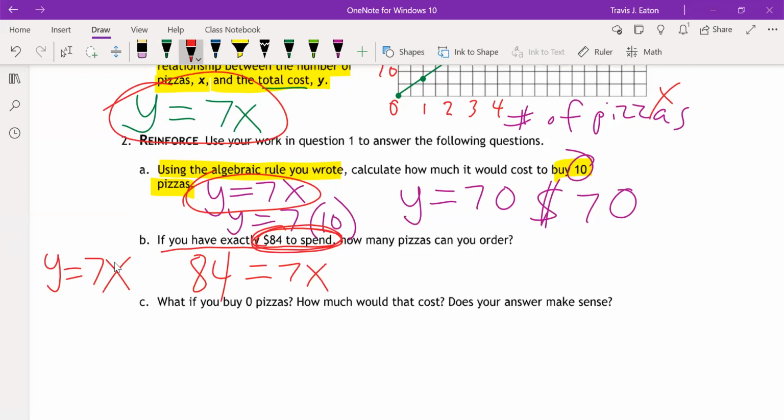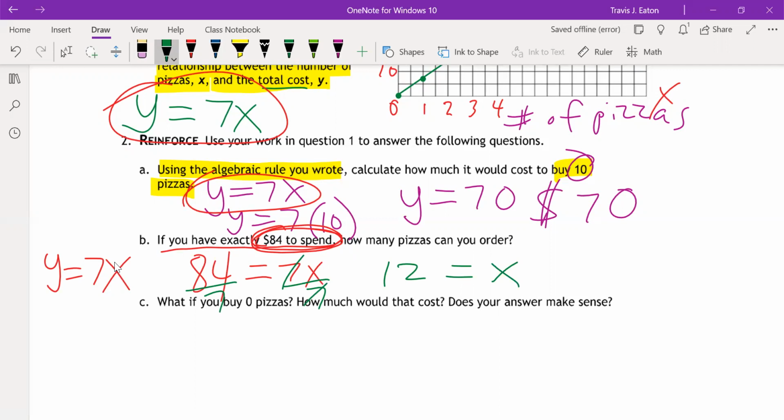Now I can divide both sides by 7. Whoa, I don't want to do that. That's too big a line. Sorry about that. I can divide both sides by 7. And when I do that, these two 7s cancel each other out. And 84 divided by 7 is 12. And we are left with x. So 12 equals x, or x equals 12.